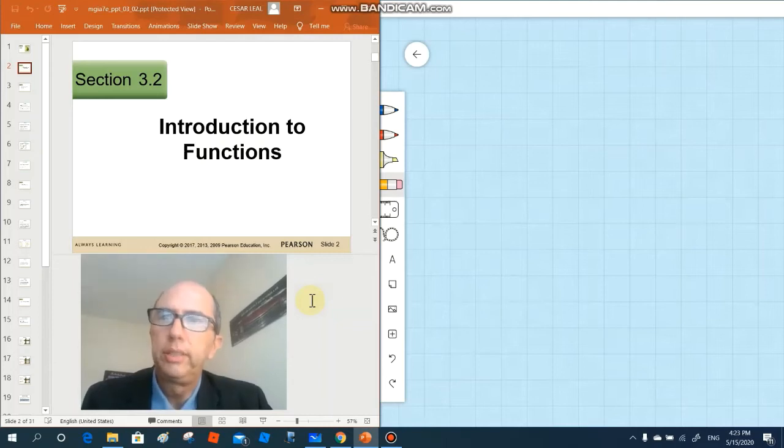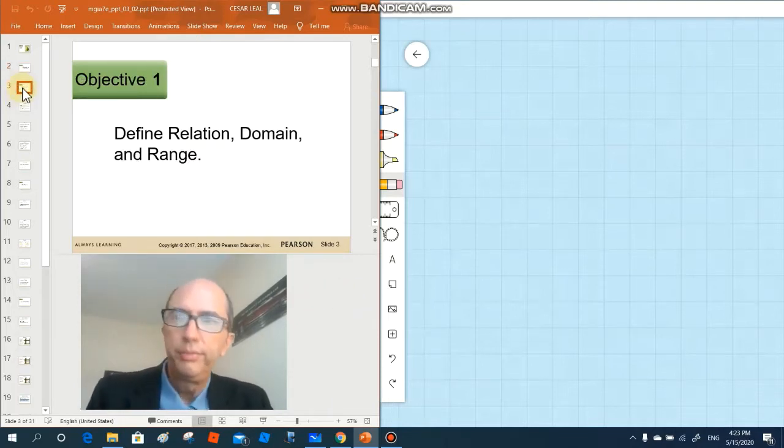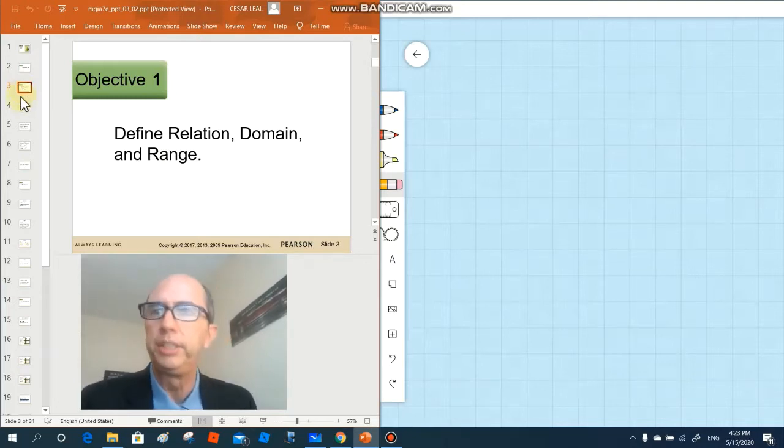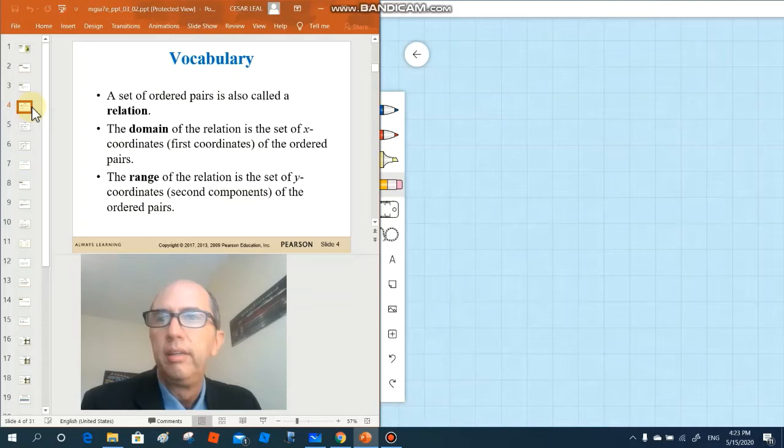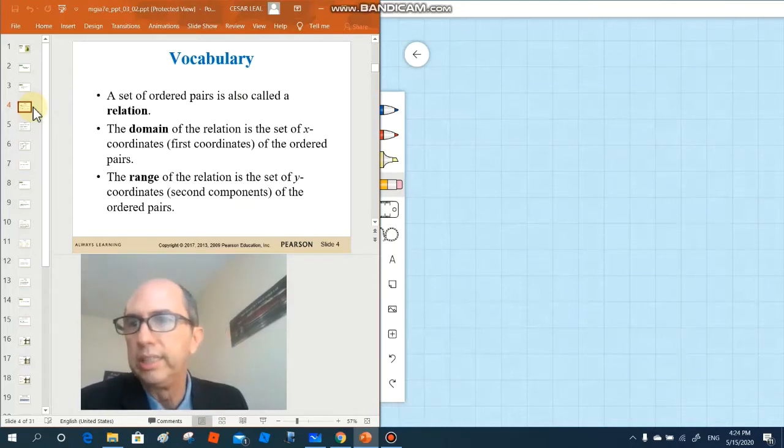We're going to see today chapter 3, section 3.2, Introduction to Functions. The first objective is to define relation, domain, and range. First thing, a relation is a set of ordered pairs. Domain is the set of x coordinates, and range is the set of y coordinates.